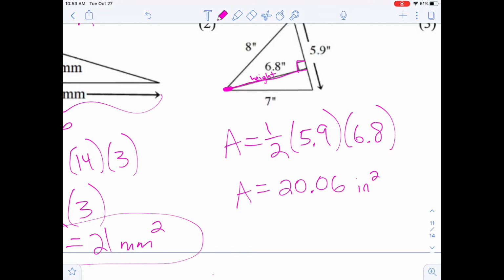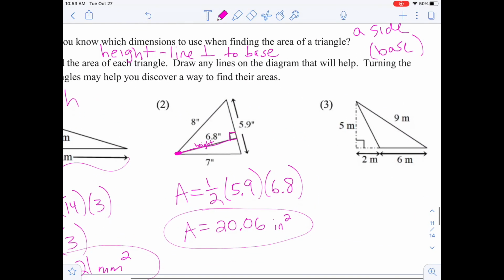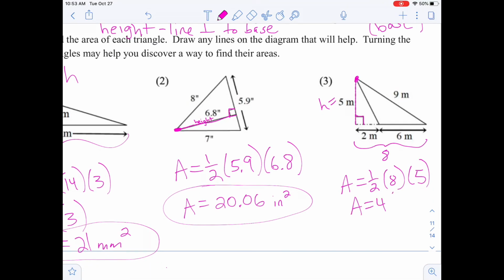And that's inches squared. And then if we look at number 3, once again, it might be easier to find your height. Your height is always going to start at a vertex, and then it's going to be perpendicular with the opposite side. So the 5 millimeters would be your height. And then your base is going to be 6 plus 2, which would be 8. So area equals half your base times your height. So half of 8 is 4 times 5, which would give us an area of 20 meters squared.